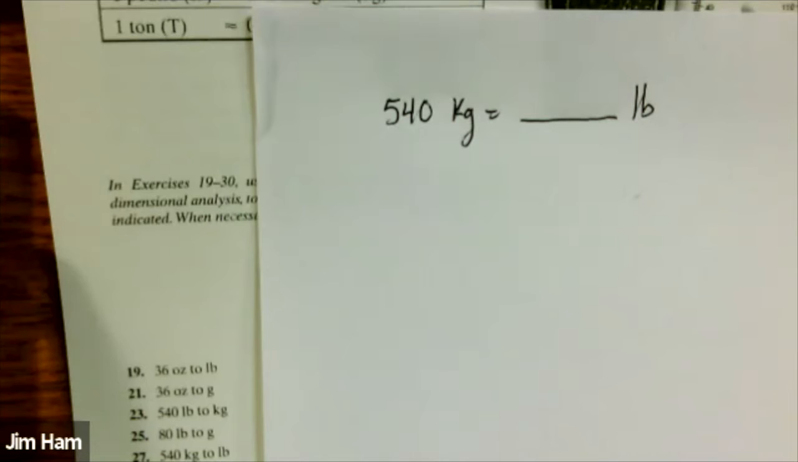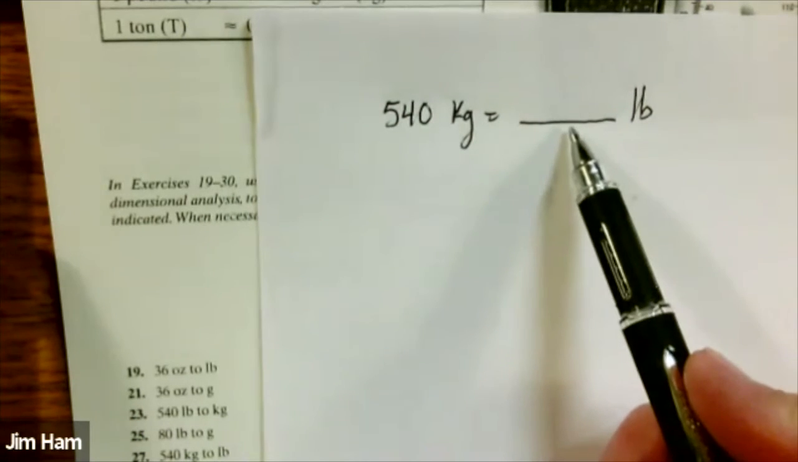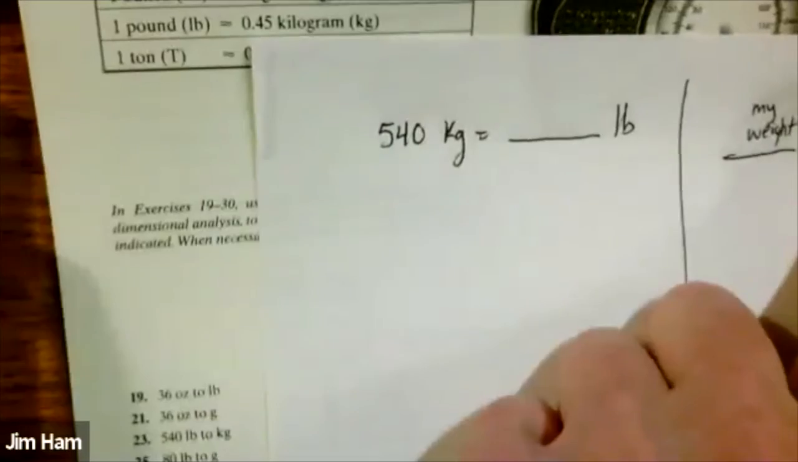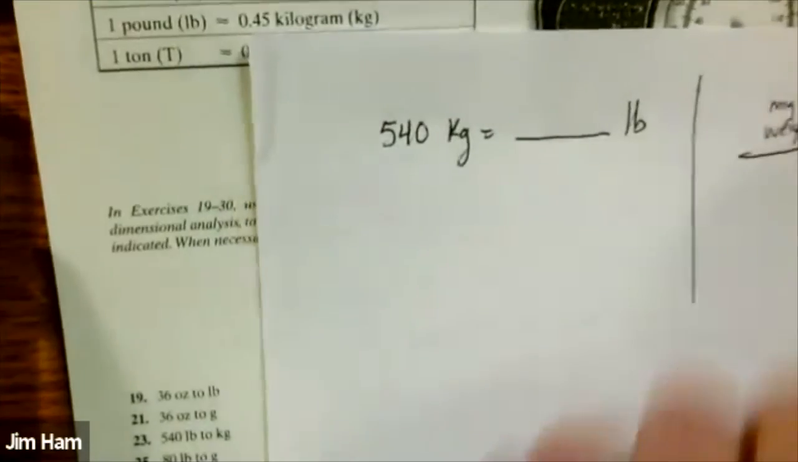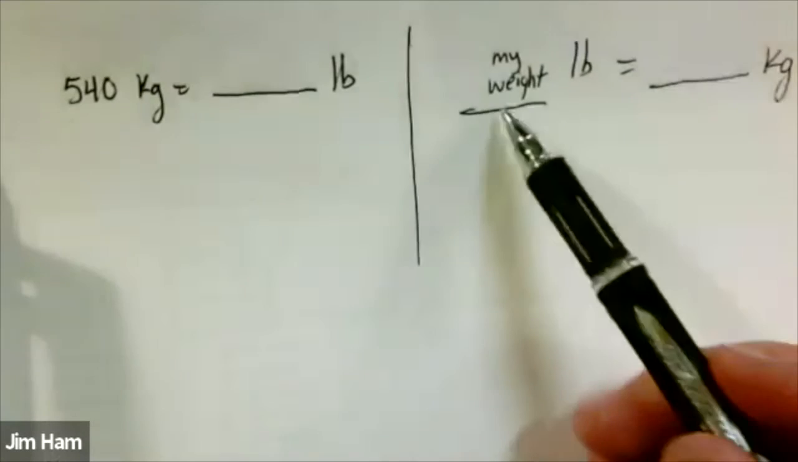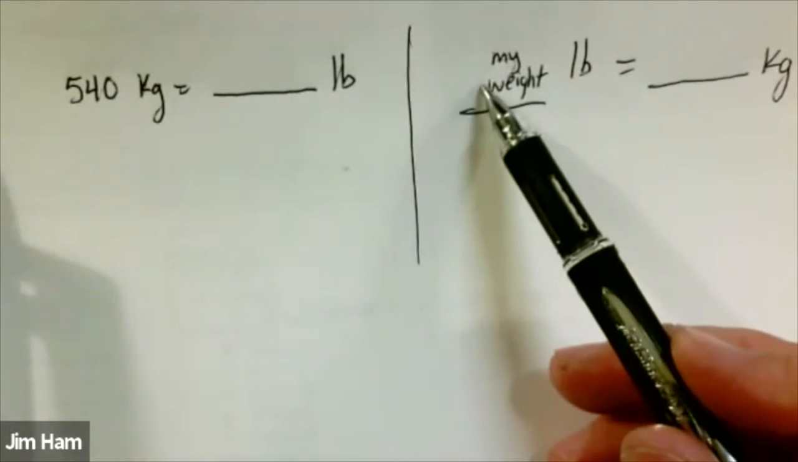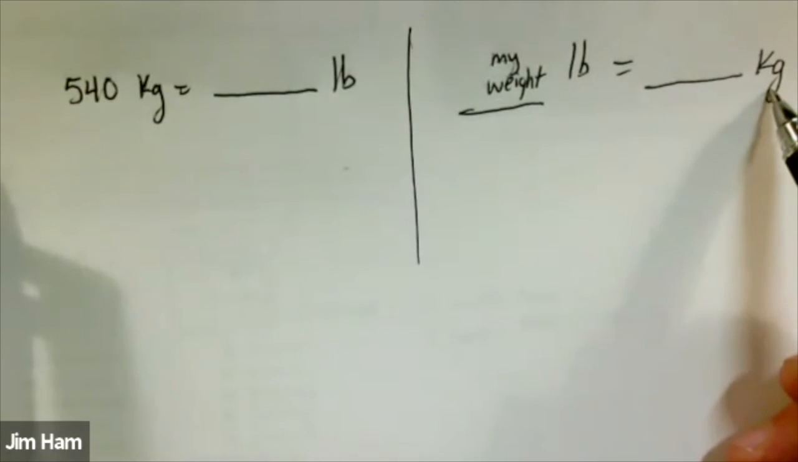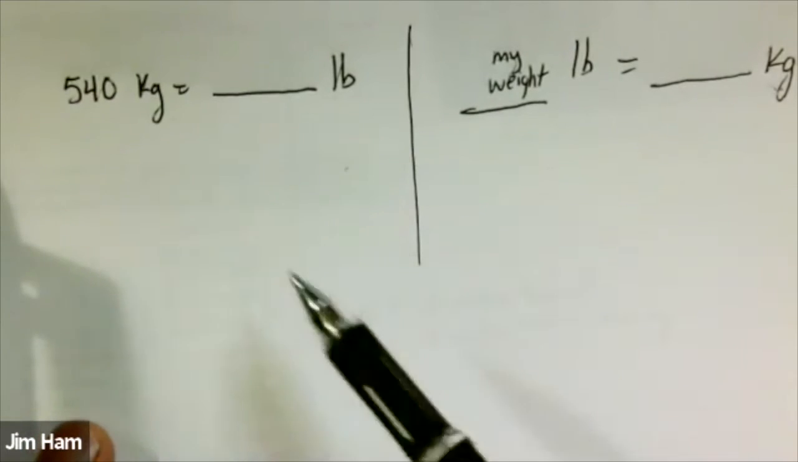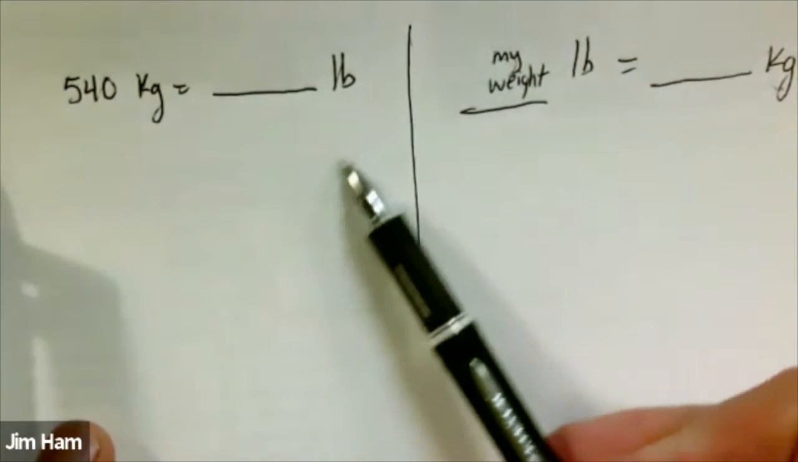All right, so go ahead and do this one and then put your own weight in there and find out how much you weigh in kilograms, all right? So you probably know how much you weigh. My weight in pounds equals how many kilograms. So if you want to know how much you weigh in kilograms, put your weight here and then convert it to kilograms. We're actually doing the opposite. We're starting with kilograms and converting to pounds.